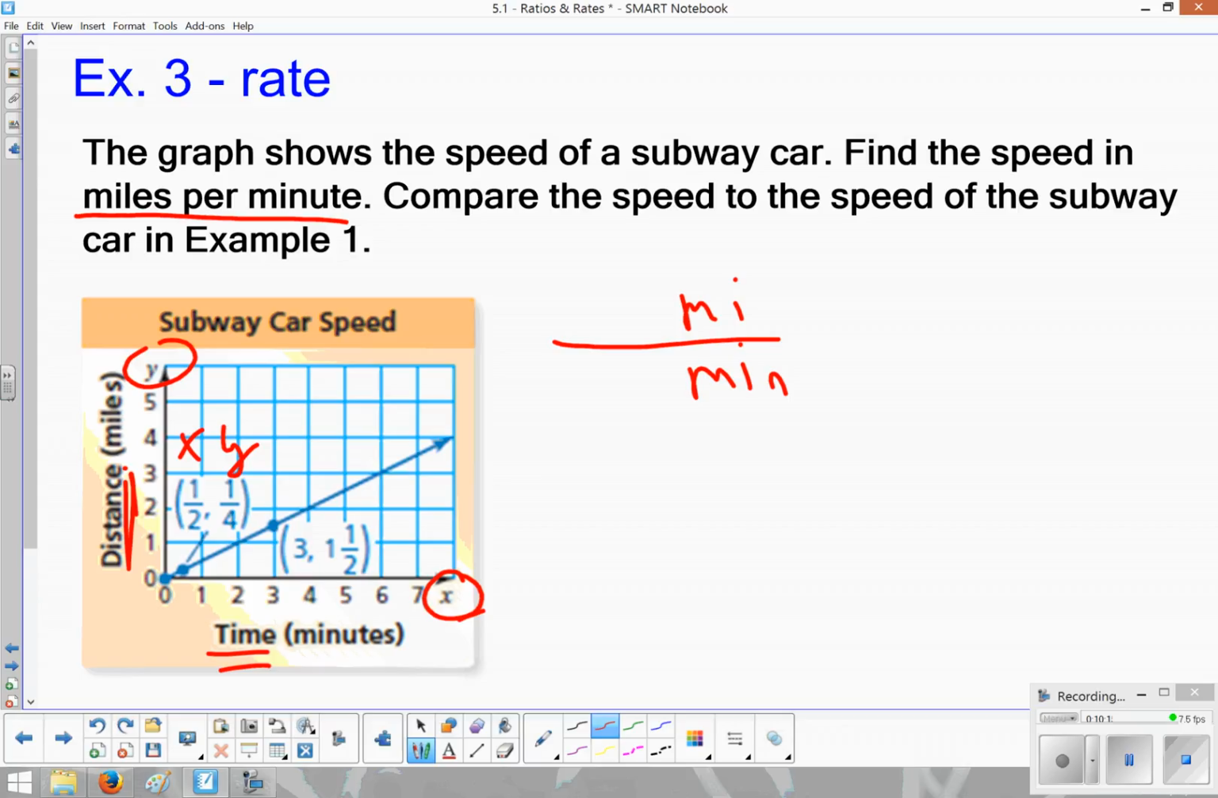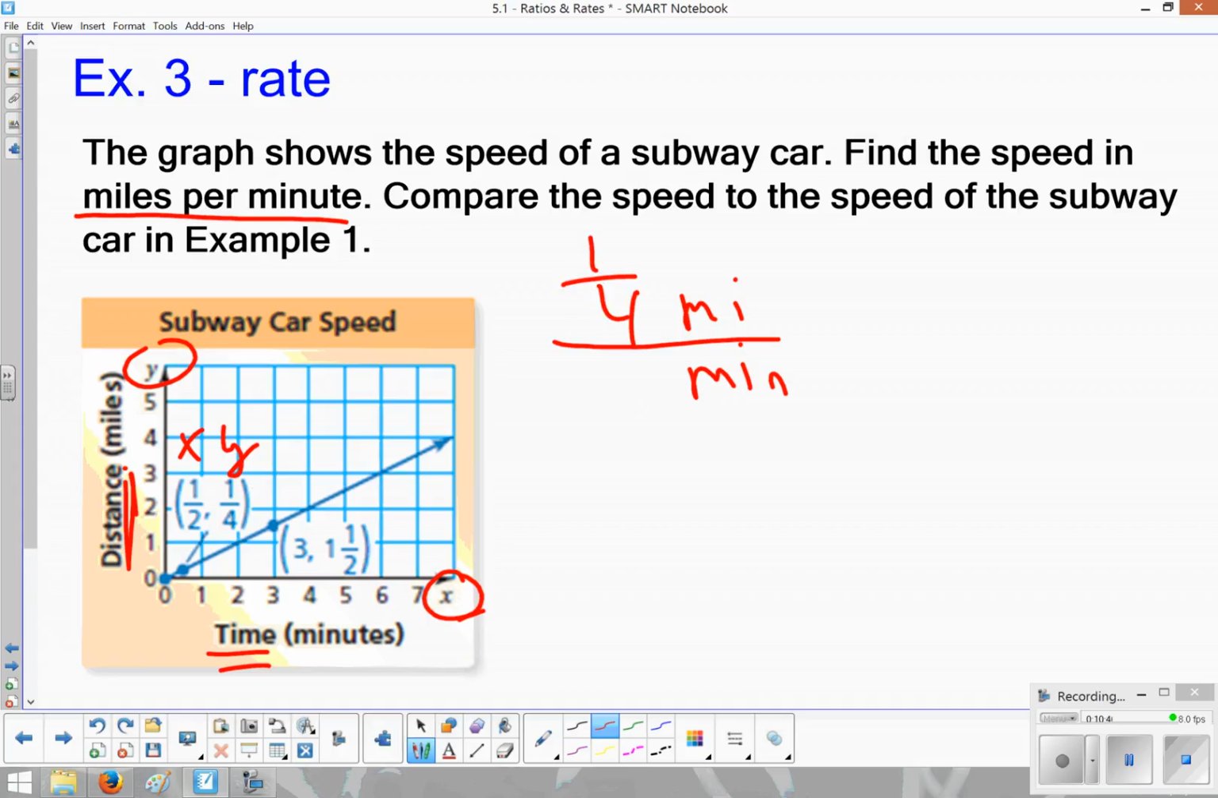Because the sentence here says miles first and then minutes, so I'm going to put miles. What it says first and then minute at the bottom. So that's how you can also figure out how to write your ratio or your fraction. Okay, now for our miles, I see that miles is right here. That represents my y, so I'm just going to go look at my y, and miles is 1/4. So I'm going to put 1/4 here.